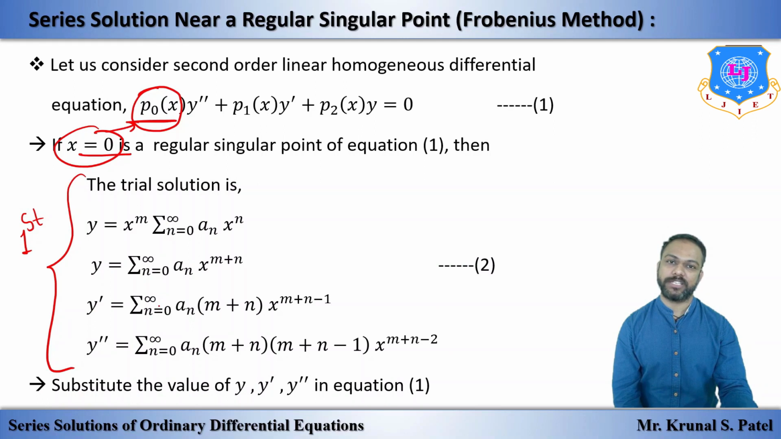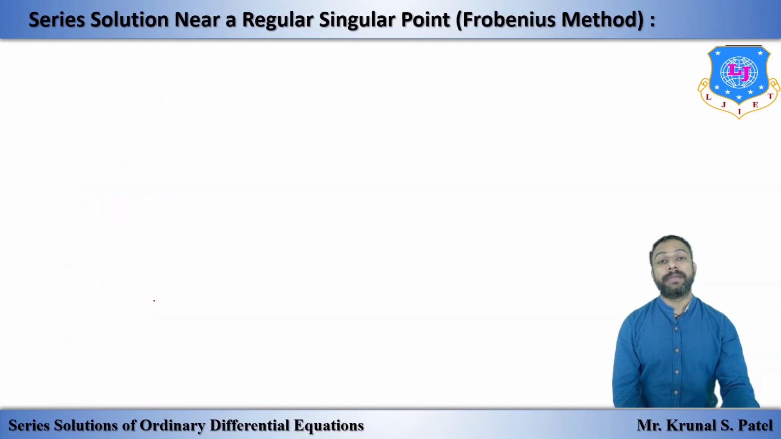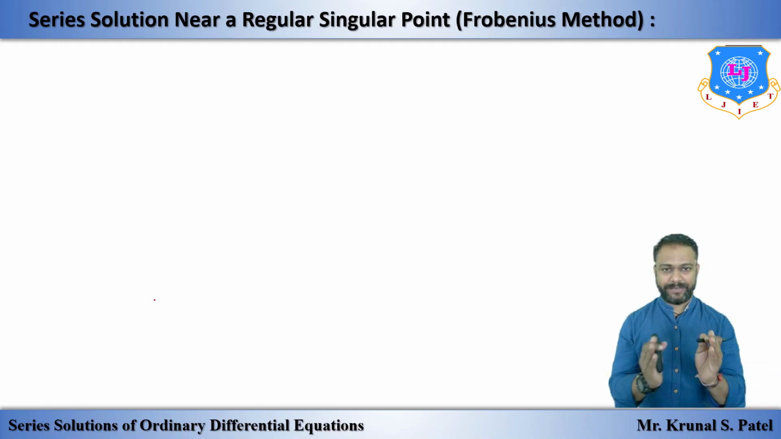Second step, substitute all these values in equation number 1. Then in third step, we just simplify. In fourth step, make power of x equal. In fifth step, make limit of sigma equal. In sixth step, we will collect like power of x.